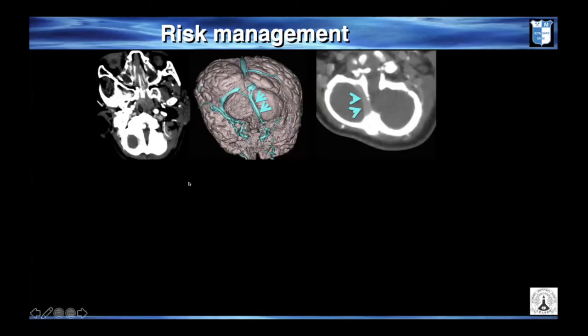So this is a patient with Chiari malformation with a very severe narrowing of the foramen magnum. And if you look at this MR superimposed over the cerebrum, you see the very thick occipital sinus here, like this.